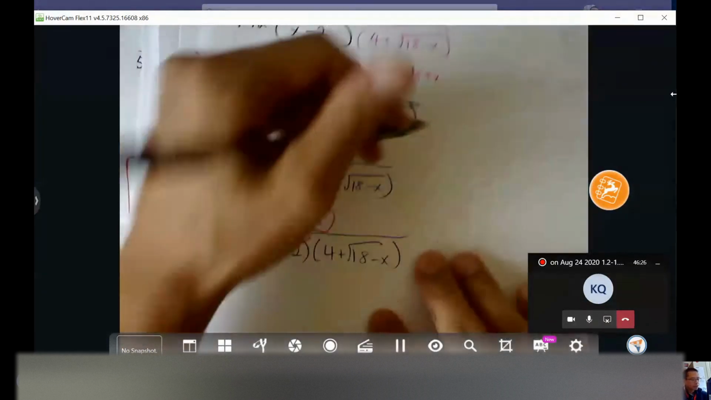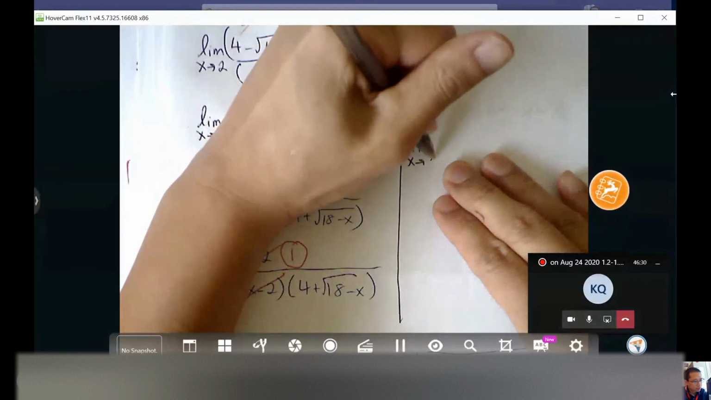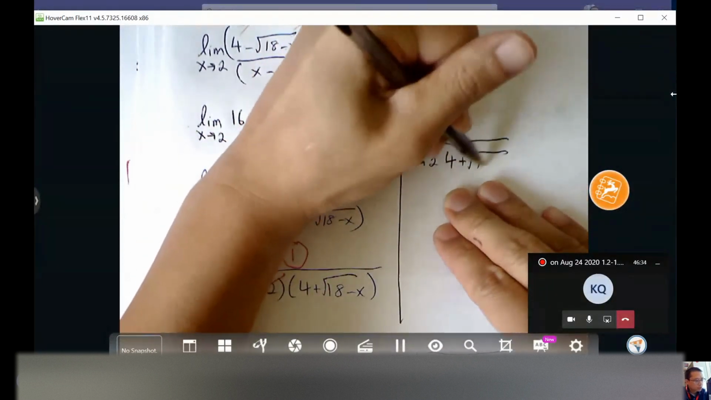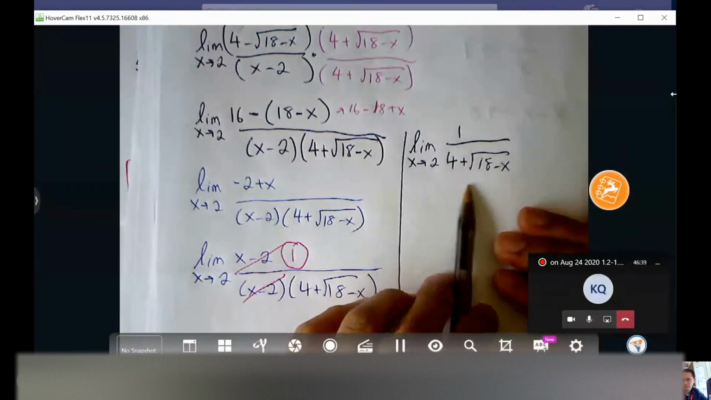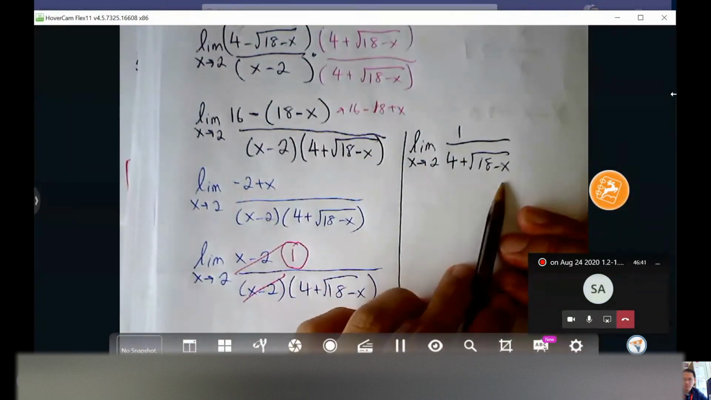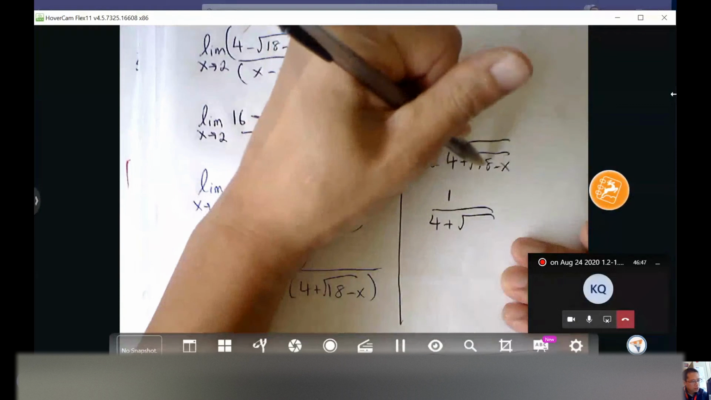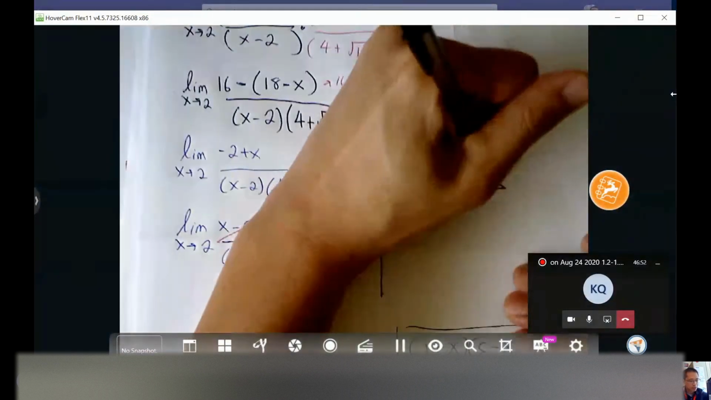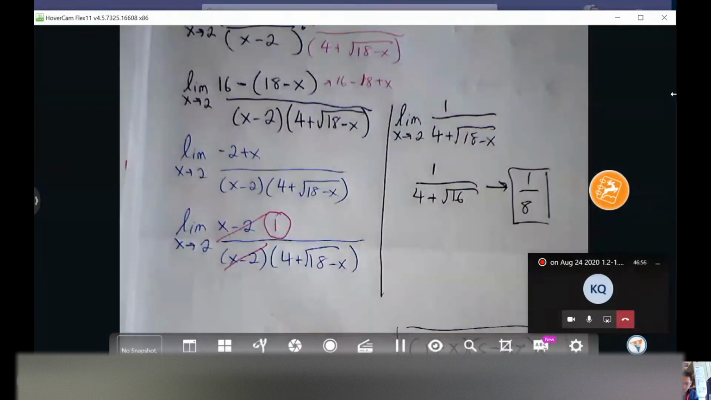So now we have our hole has been removed. We can reevaluate. So plug 2 in for x. 18 minus 2 is 16. Root 16 is 4. 4 plus 4 is 8. And that 8 stays in the denominator.